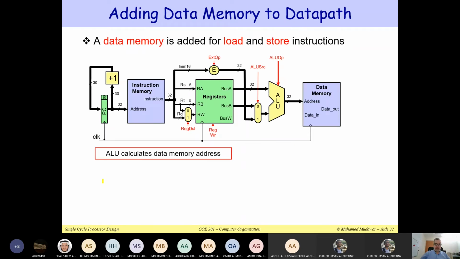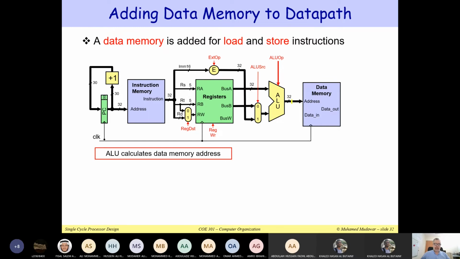So we are not really done yet. We have to deal with load and store instructions. So we have to add now a data memory to the data path. Okay, so we add the data memory. This data memory will have all the data. For example, you can store an array, or you can store all the data for a given program inside the data memory. Now, the data memory should be addressed.